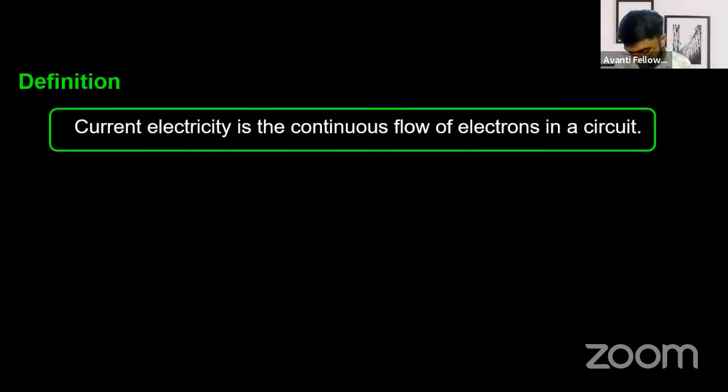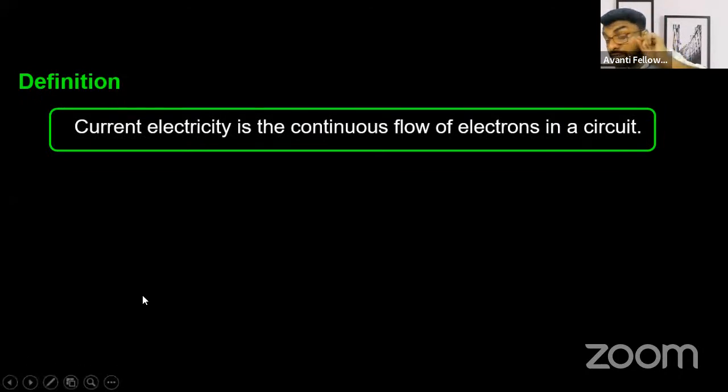Students, current electricity is the continuous flow of electrons in the circuit. Write this in your notebook fast. Write this definition and make your definition through this. I'm giving you 2 minutes. Answer me in the chat box. Write this definition in your notebook.